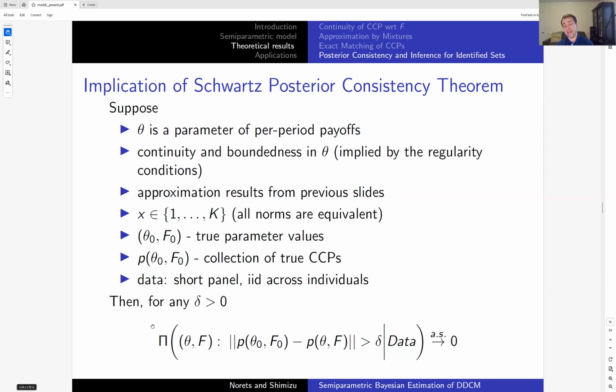But at the same time, it's not completely clear from this result, or not clear at all actually, how the posterior probability is going to spread inside this set of theta and f that give us choice probability p of theta and f that is close to p of theta naught f naught. And intuition suggests, of course, that the posterior should basically converge to a conditional prior.